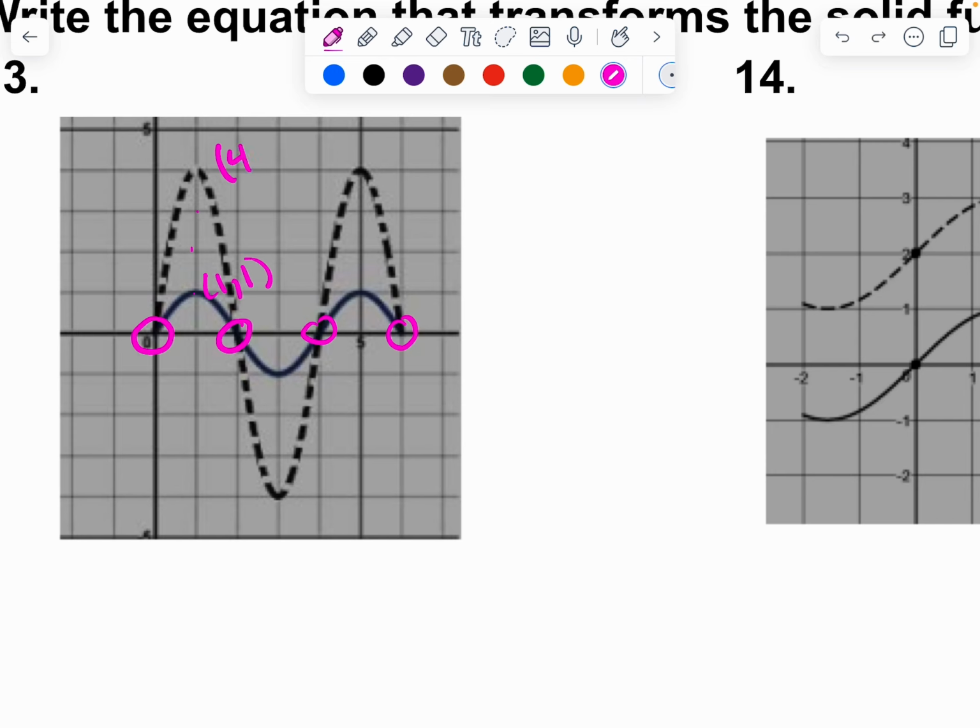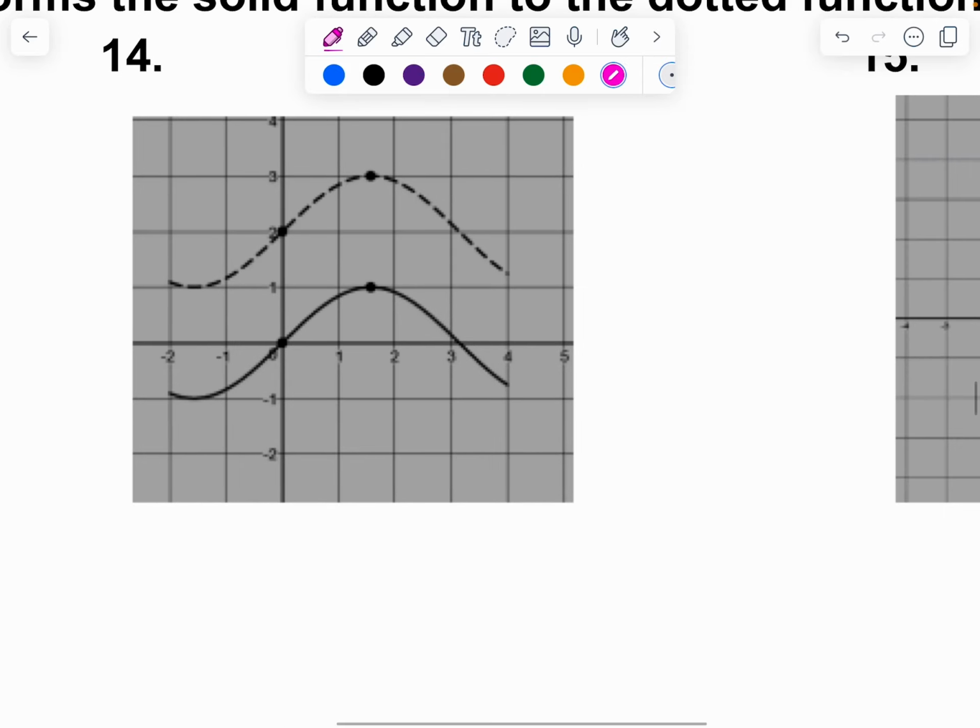Oh, no. Try again, Kim. 1, 4. This is the point 1, 2, 3, 3, 1, negative 1. This is 3, negative 4. So all that's happening is the y value is being multiplied by 4. So 4 times f of x. This one, I moved it up 2 times.